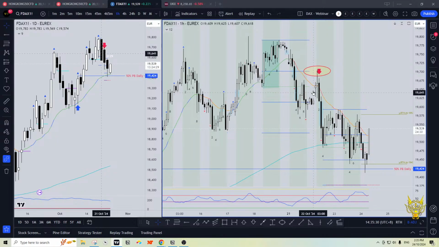Looking at strong spikes and looking at where they came from. So that was the swing down. And you can see we're hovering around this price.